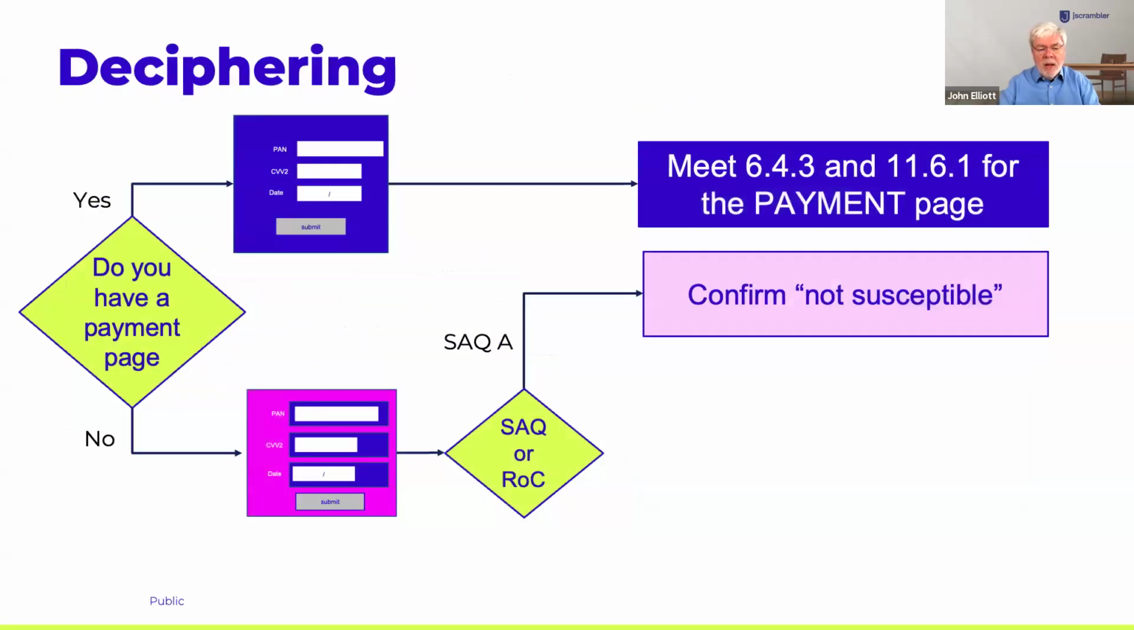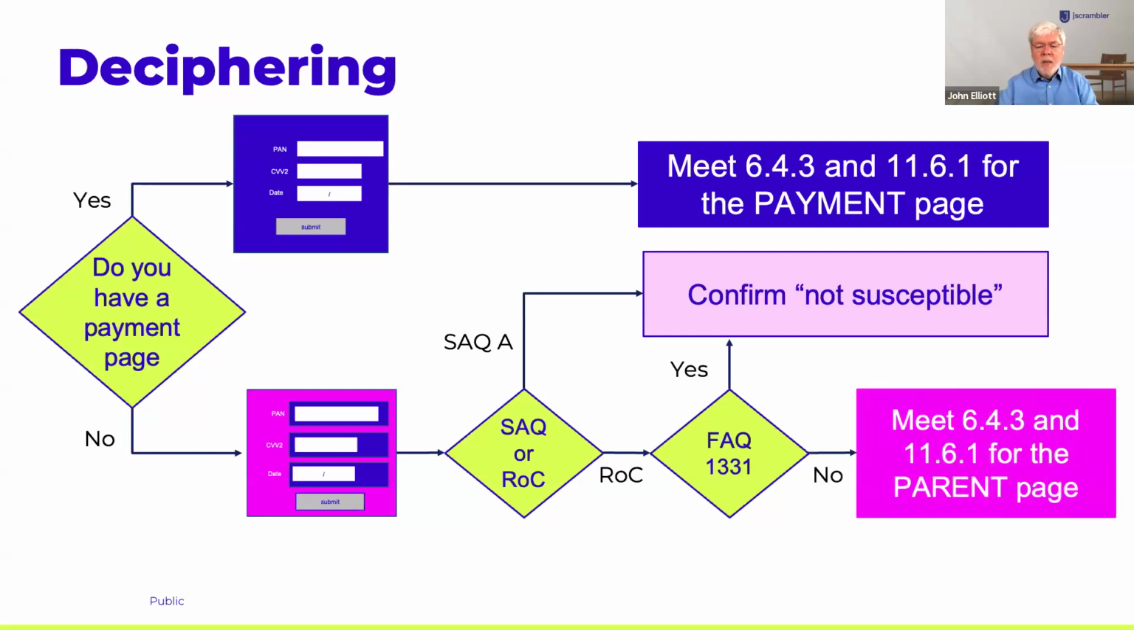So again, we'll stop at that. We've got halfway here. If you're doing SAQ A, you confirm you're not susceptible. If you're doing a ROC, you now have to say, am I doing a ROC and following FAQ 1331? Because if I am, now I can just follow the requirements in SAQ A if I can confirm that my site is not susceptible to attacks from scripts. Again, quite a hard thing to be able to confirm, especially if you actually ask someone technical or your legal department, but that's what you have to do. Otherwise, you have to meet 6.4.3 and 11.6.1 for the parent page.